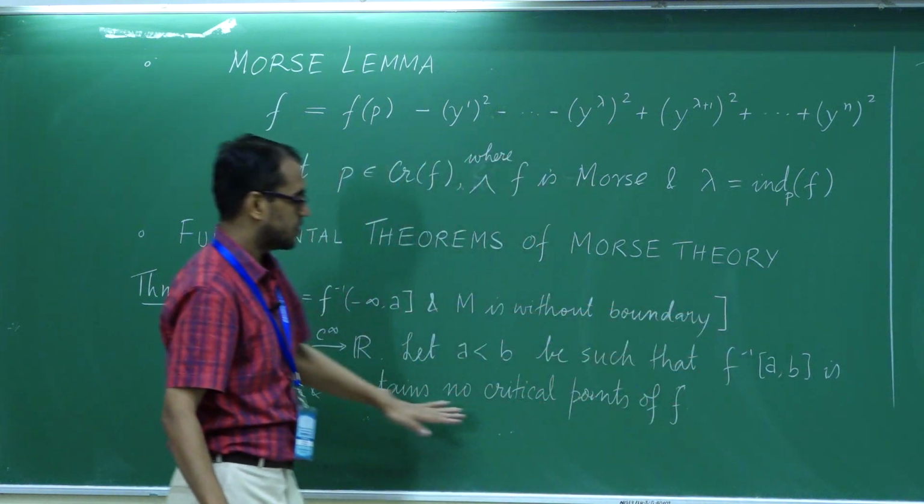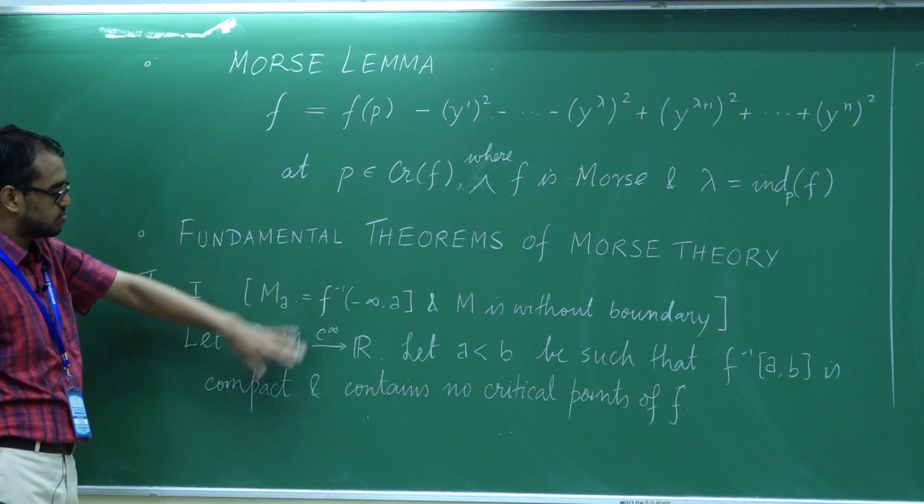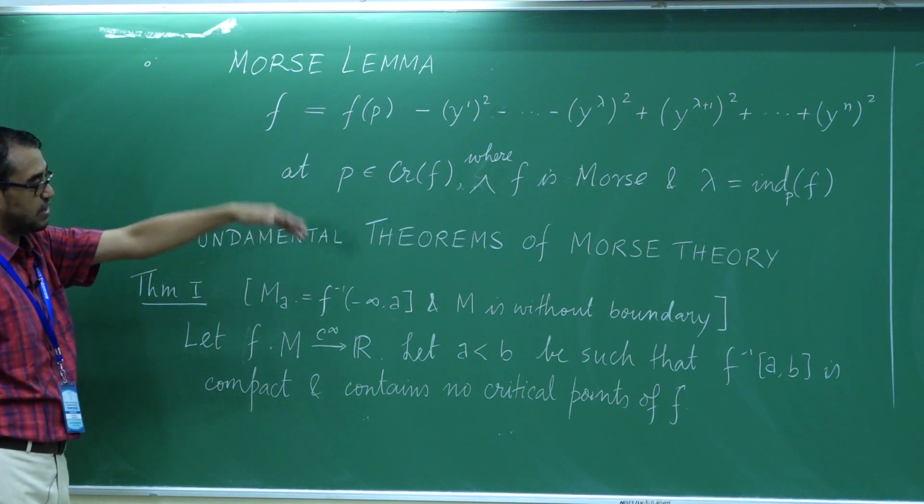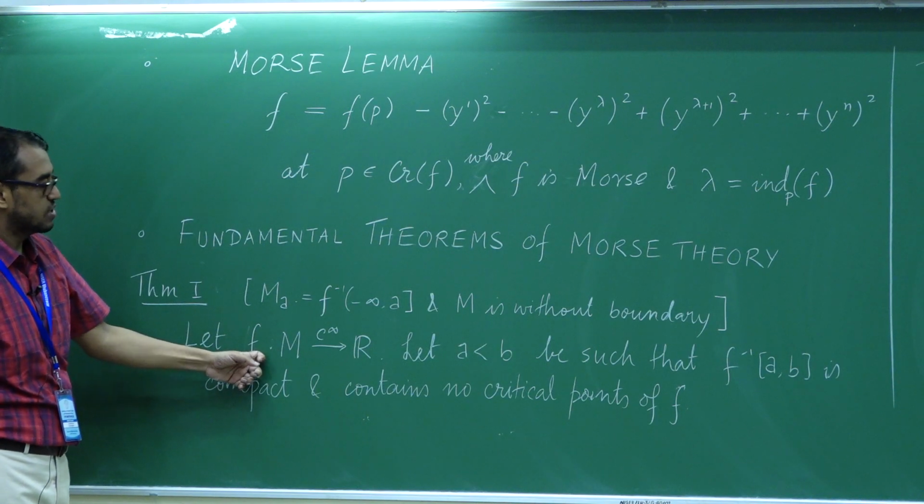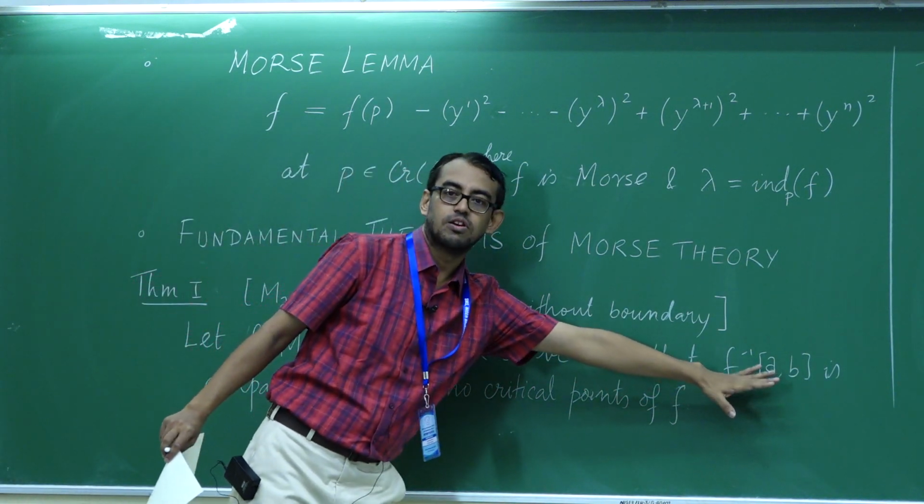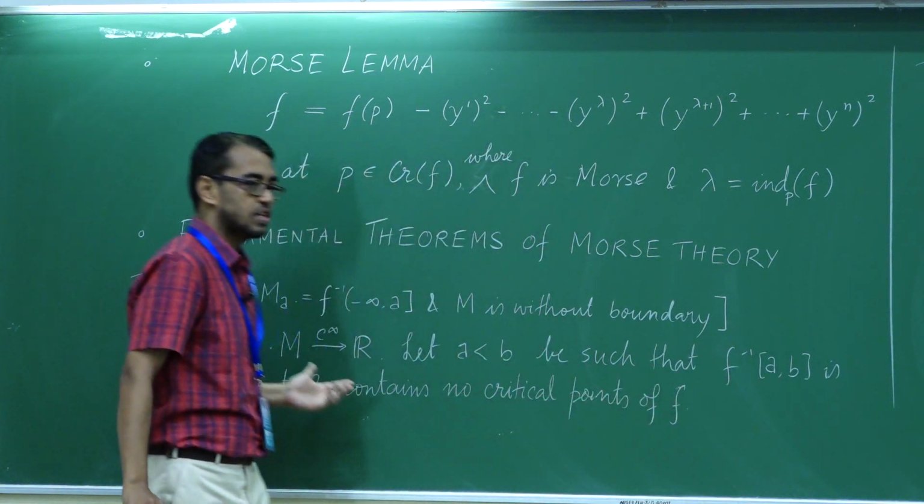State spaces will be, none of them contain critical points. Okay? I'm not assuming F is compact, F is Morse. In the special case where we apply this, we are going to assume typically F is compact and F is Morse, in which case this is forced to be compact, because it's a closed set, inverse of closed set is closed.